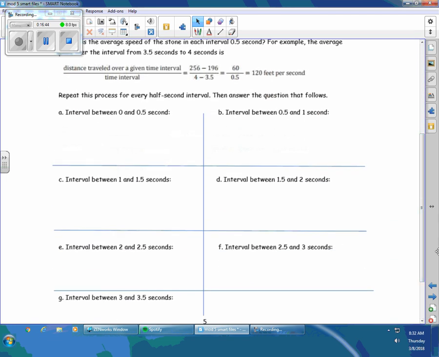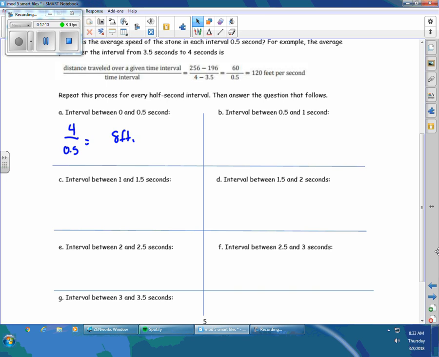Okay? So between time 0 and 0.5, looking at the table, it traveled 4 feet over 0.5 seconds. If I use my calculator, 4 divided by 0.5 is going to be 8 feet per second. So that average would be 8.